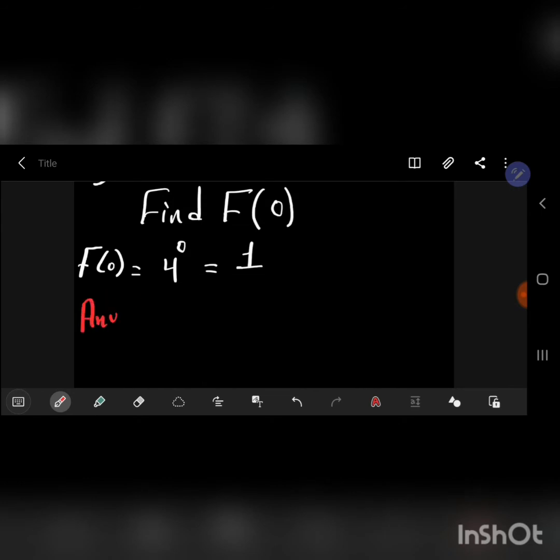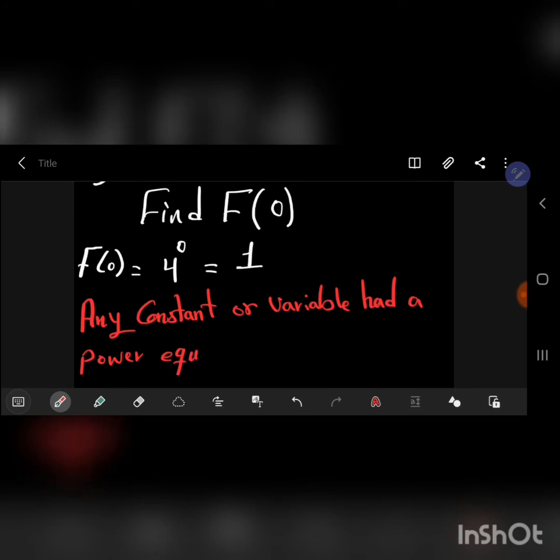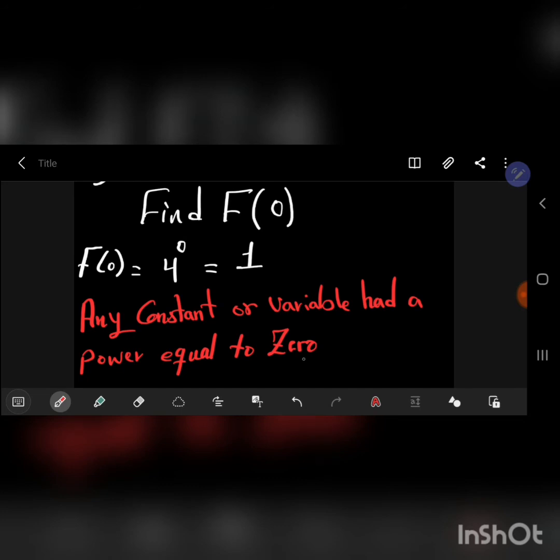Any constant or variable that has a root or a power or an exponent equal to 0, the result will be 1.